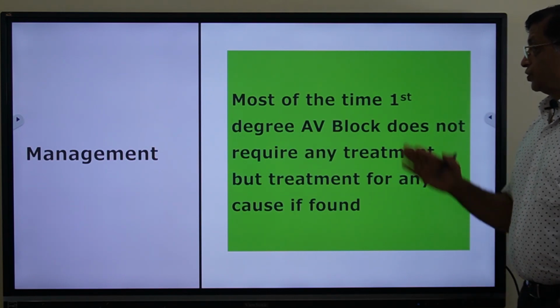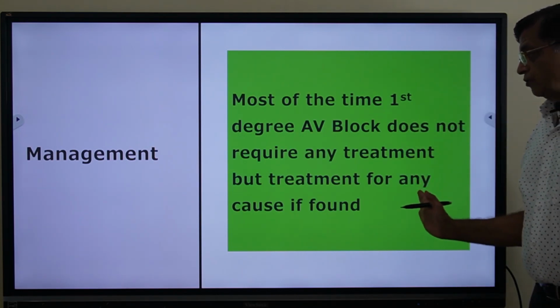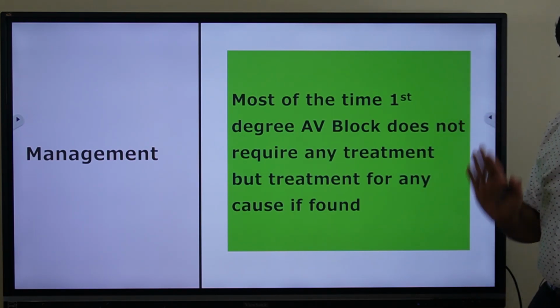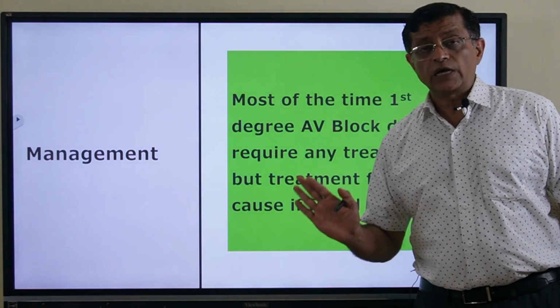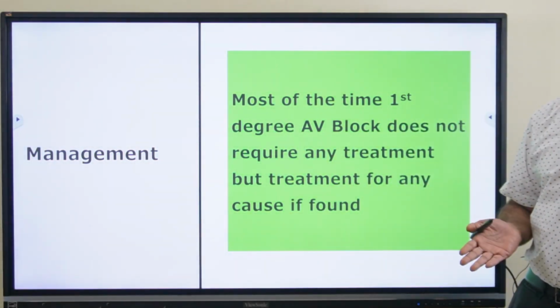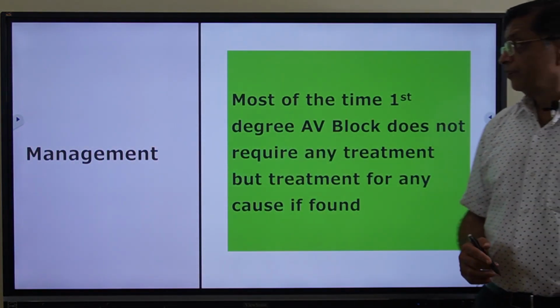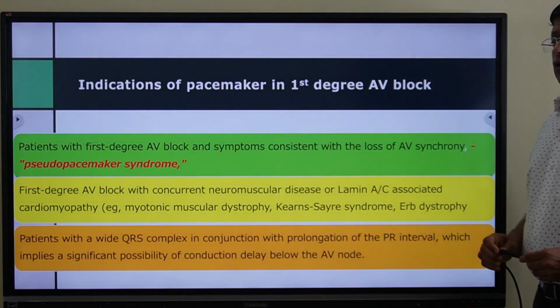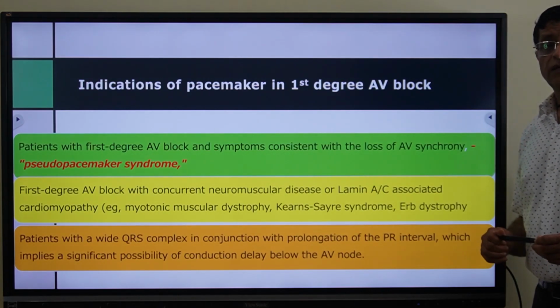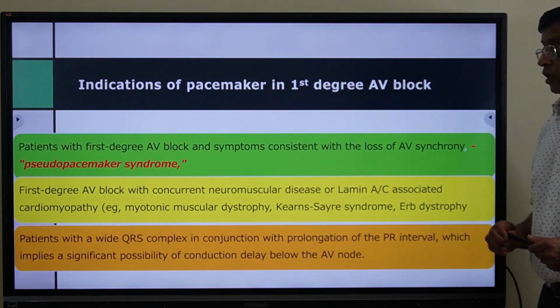Management: most first degree AV blocks do not require any treatment except treatment of the cause if something is found. For example, if the patient has hyperkalemia, treat hyperkalemia, or if the patient has hypothyroidism, treat hypothyroidism. Only rarely is a pacemaker required in first degree AV block.